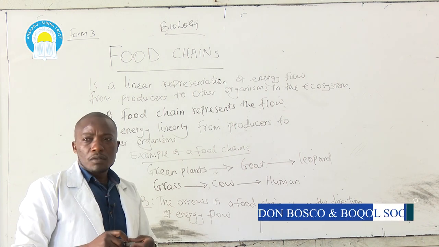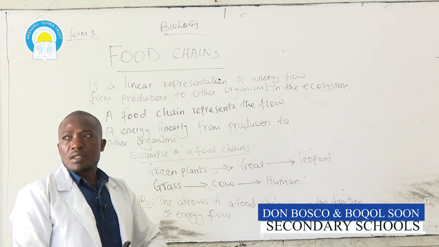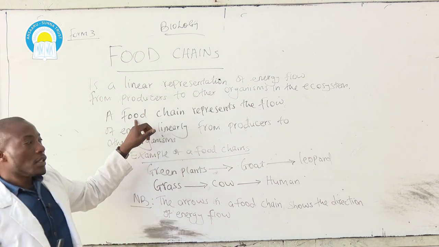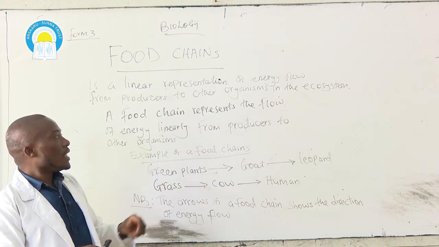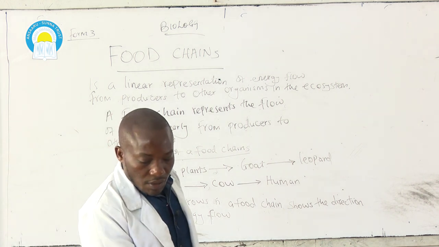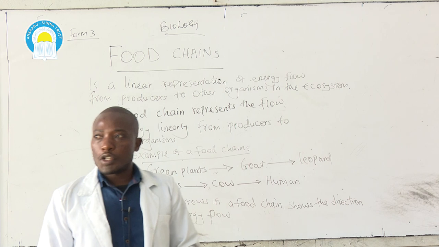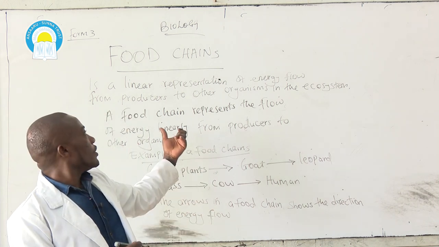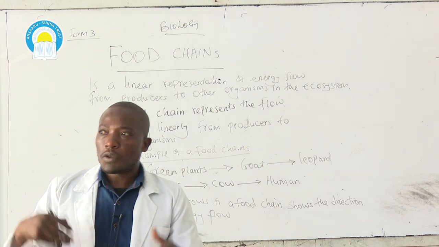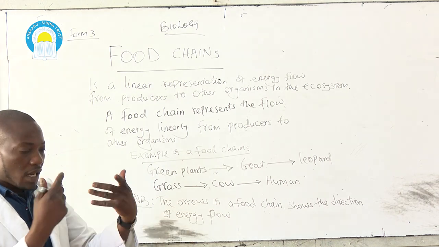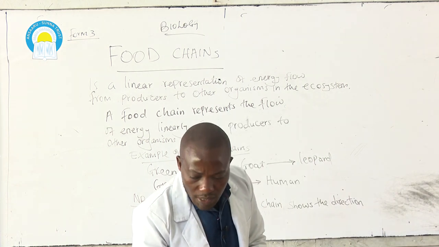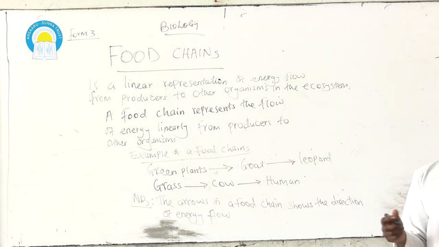How is energy flowing from the producer? We said producers can be green plants, and green plants are called primary producers. A food chain represents the flow of energy linearly from producers to other organisms in an ecosystem. Linear means in a straight line. And remember, those other organisms in an ecosystem are called consumers.